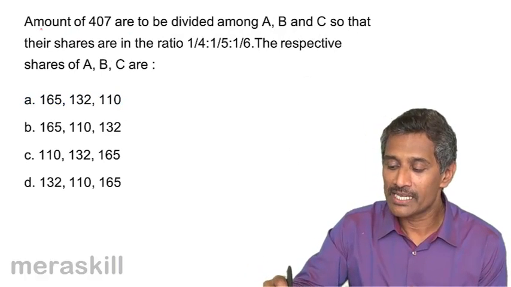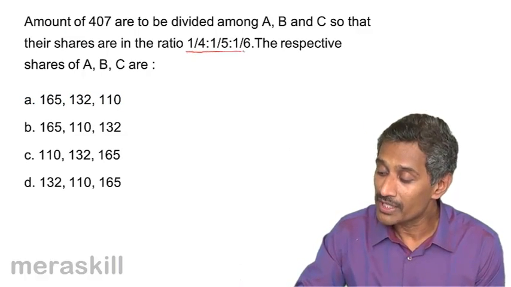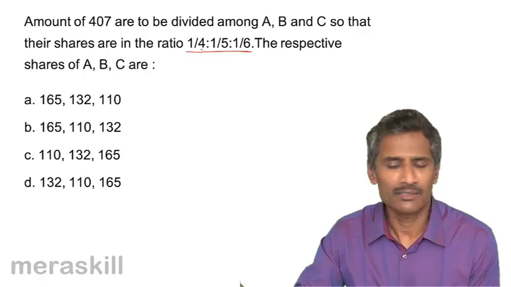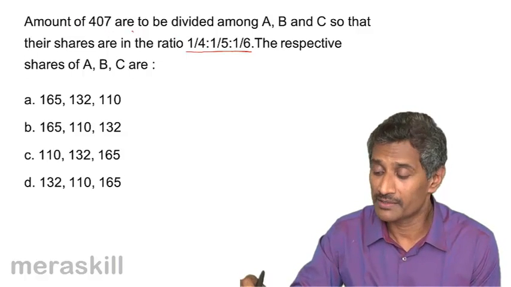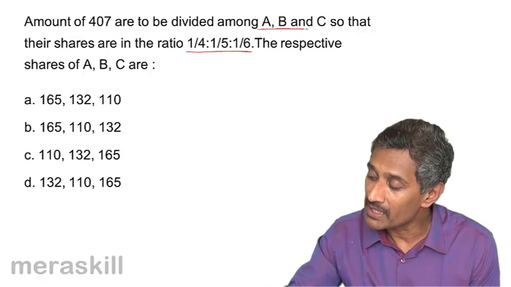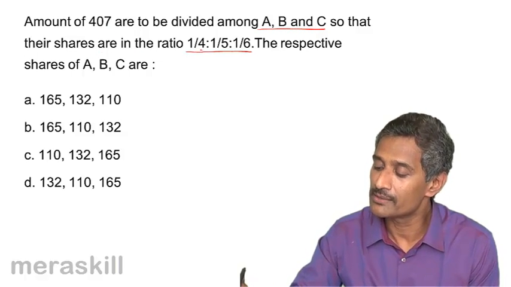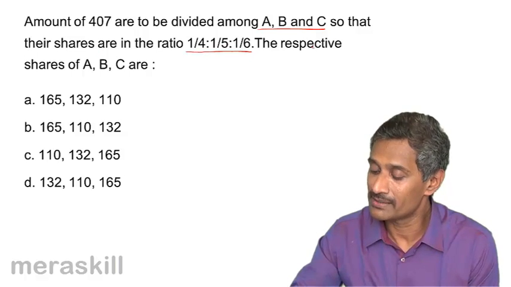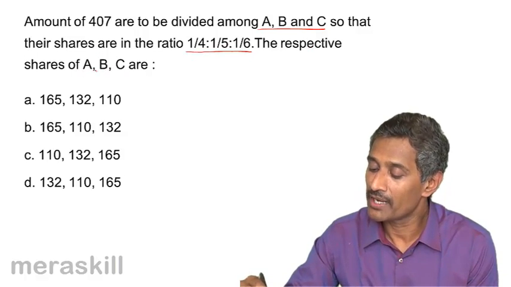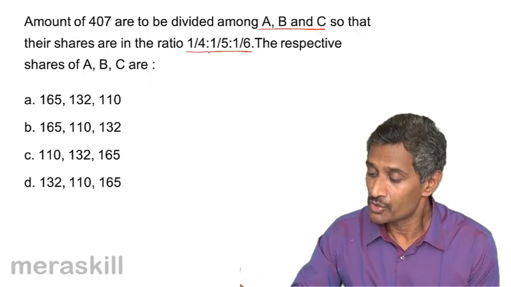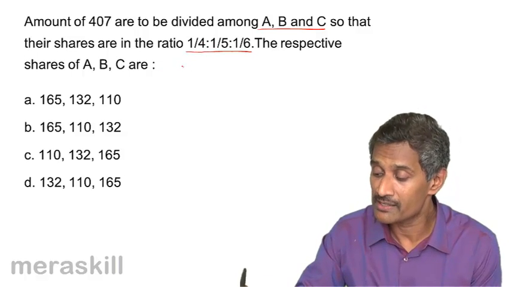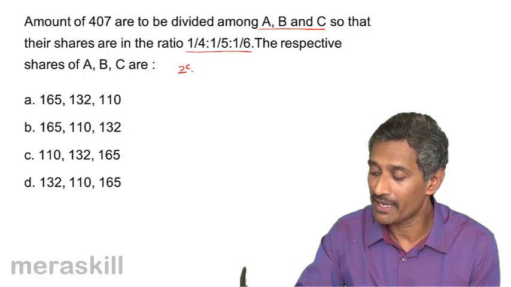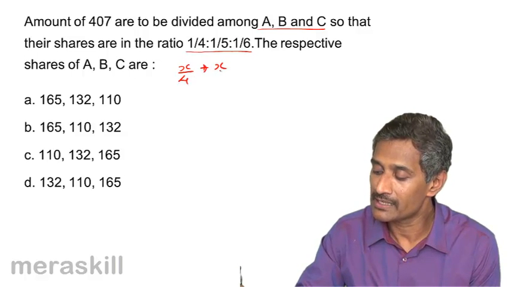Okay, now we are taking up a case which is concerned with ratios of fractions. Remember the first thing that we did, it's the same process. Now let's read the question. An amount of 407 is to be divided among A, B and C so that their shares are in the ratio 1 by 4 : 1 by 5 : 1 by 6. What are the respective shares of A, B, C? So their shares are each of these multiplied by x. So you have x by 4 plus x by 5 plus x by 6.